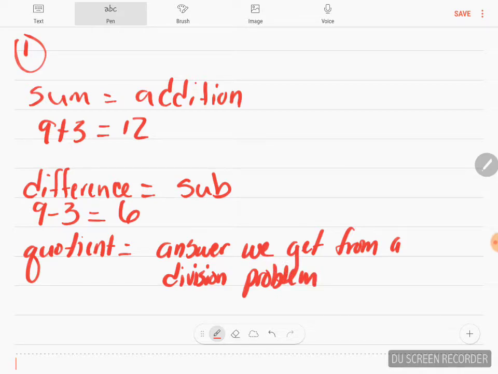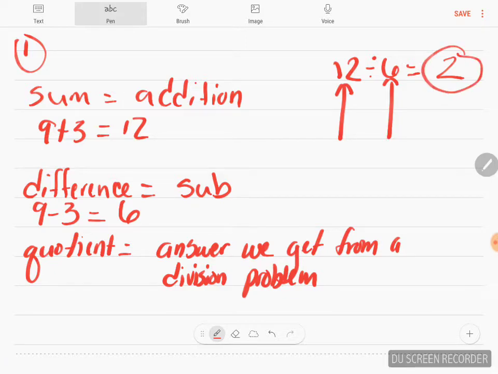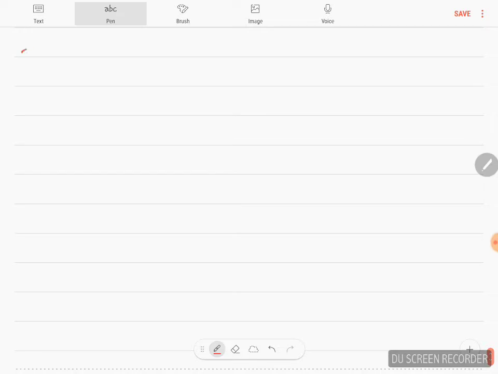All right, so it says when the sum of 9 and 3 is divided by the difference of 9 and 3, what is the quotient? So that is really asking us, you guys, 12 divided by 6 equals 2. Because this is the sum of 9 and 3, and is being divided by the difference of 9 and 3, which equals 2. All right. Problem number 2.